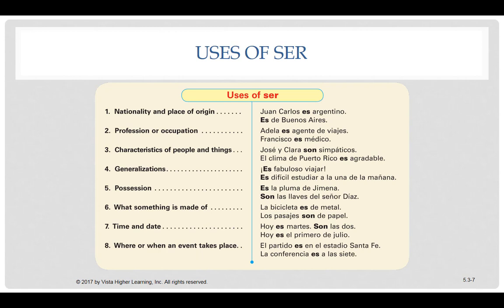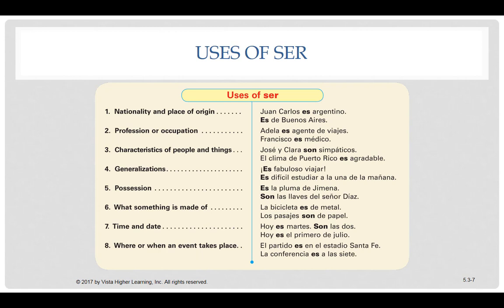Profession or occupation. Adela es agente de viajes. Francisco es médico. Adela is a travel agent. Francisco is a doctor.